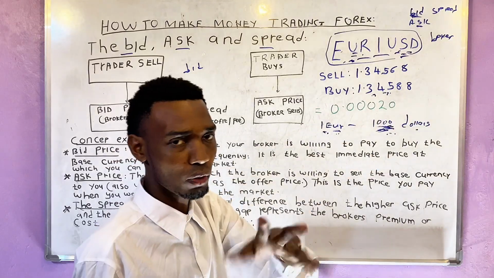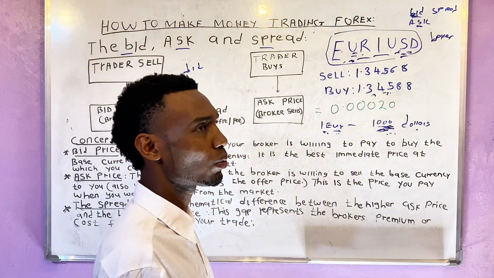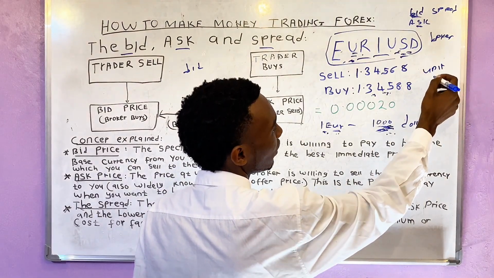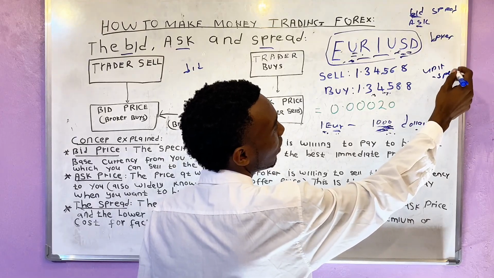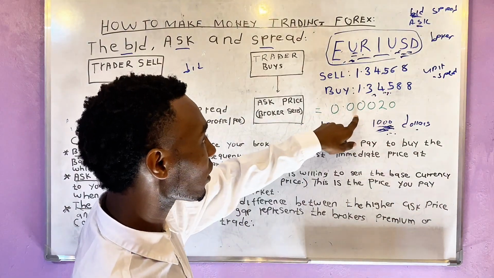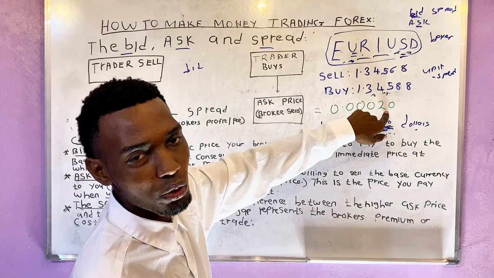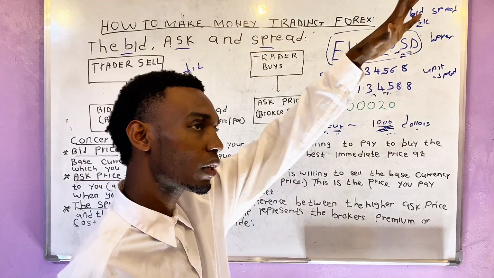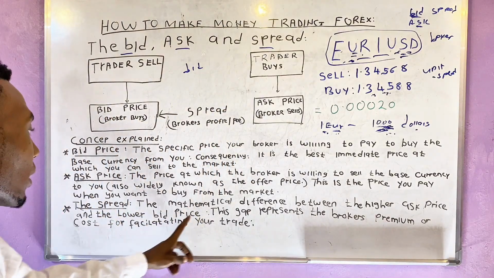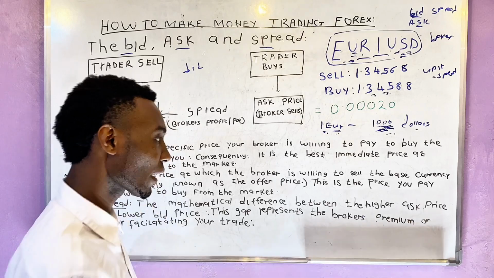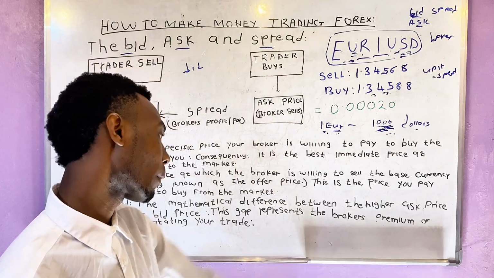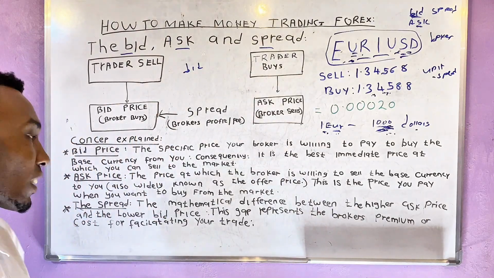It will decrease by a few units. That is called a unit. And that is what you call the spread. This is what you call the unit. Now, this is the difference, a small unit of difference between the way you buy and sell. That is the ask and bid. Now, the spread is the mathematical difference between the higher ask price and the lower bid price. The gap represents the broker premium, the cost for facilitating your trade.